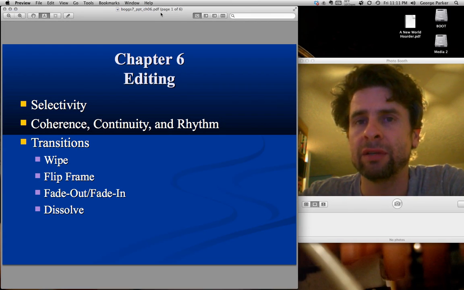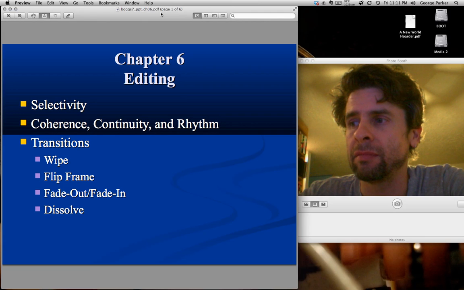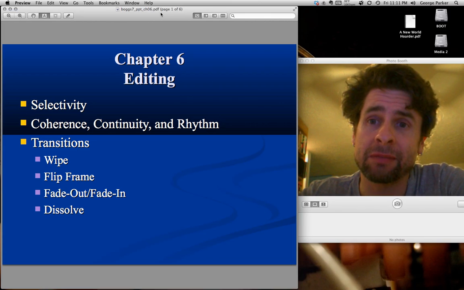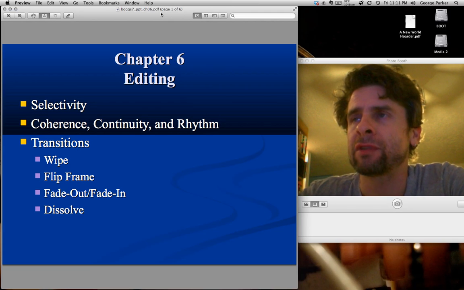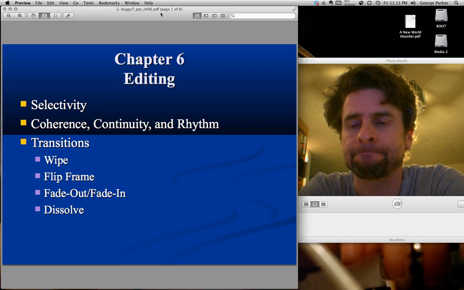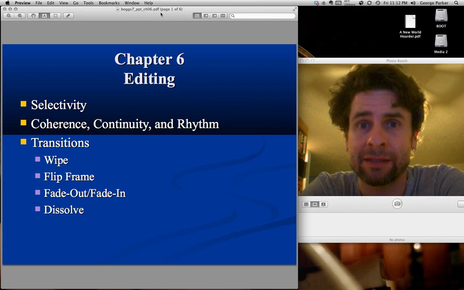So what we need to do is step through the various processes in which an editor makes these decisions, isolate them and evaluate what those decisions were, and then come up with some ideas about how those decisions influenced your experience. The first thing that an editor does is a process of selectivity. So what we're talking about here is picking the shots.